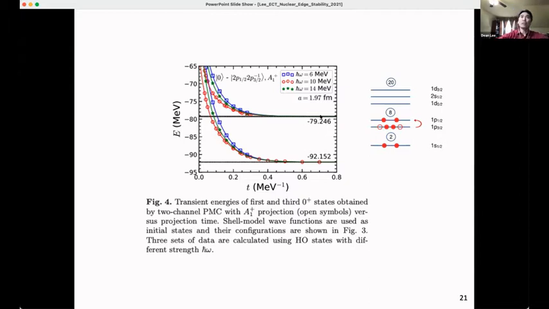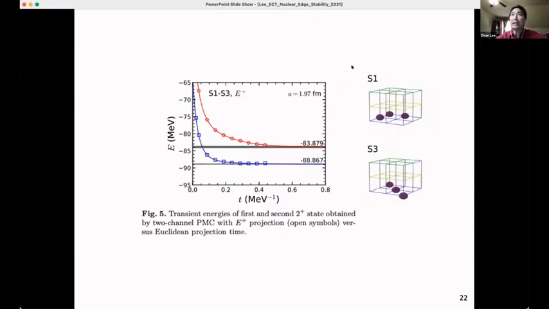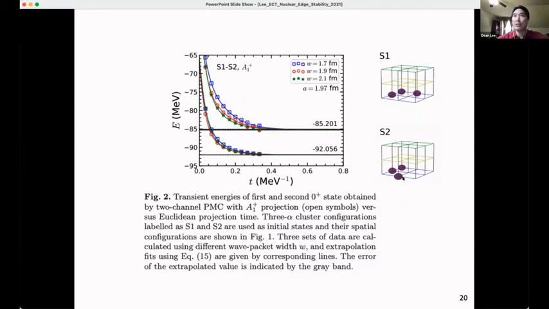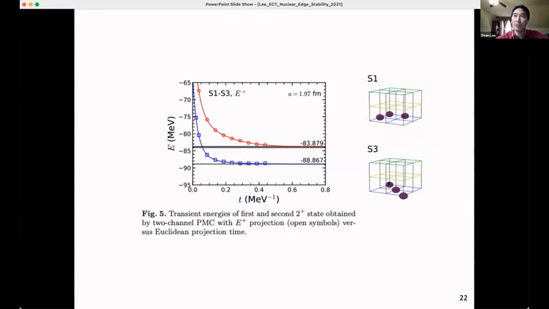Now, we also did the same calculations for the 2+ states. And so again, we took a compact triangle, but in this case, we found the strongest signal for this chain more like this. We can also see it with this configuration as well, but somehow the signal was strongest for this case. This probably is lattice spacing dependent. But we saw a strong signal for the first 2+ state as well as the second 2+ state in this coupled channel calculation.